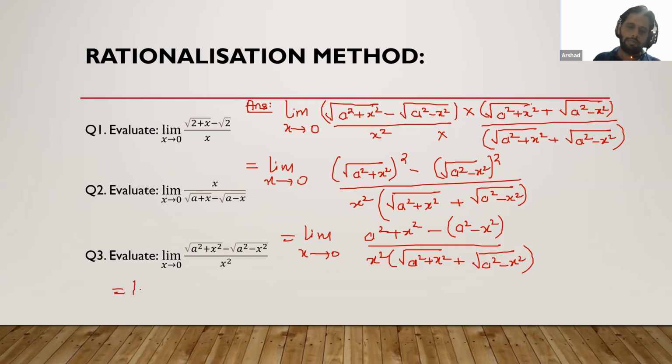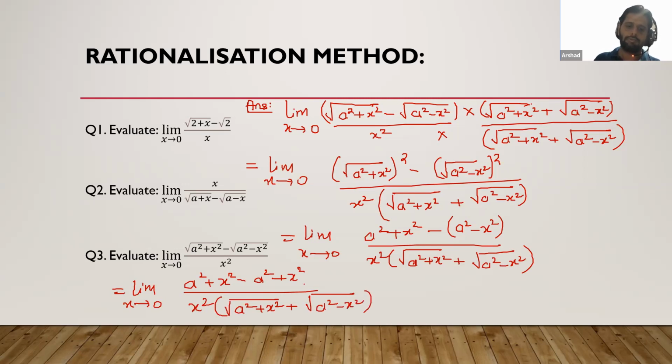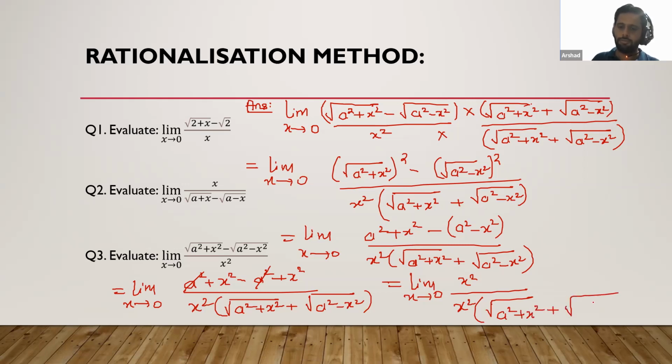So this is equal to limit x tends to 0. Open the bracket. So you will get a square plus x square minus a square plus x square by x square into, here you have a square plus x square plus, here you have under root of a square minus x square. So cancel out this. So you will get here limit x tends to 0. Here you have x square by x square and in the bracket you have a square plus x square plus under root of a square minus x square. So cancel out these two.